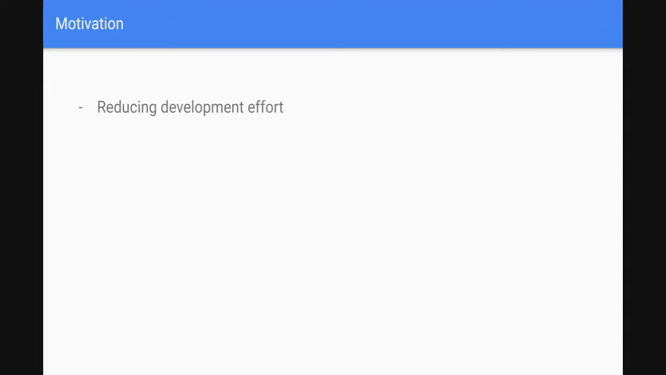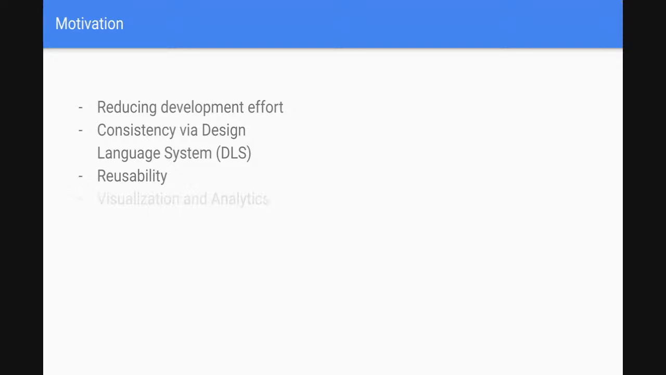We wanted to reduce the development effort of building widgets. We also wanted to ensure consistency via our design language system. So our design language system is our DLS, which enforces some standardized tokens, basically standardized fonts, spacing, colors, and so on. It also would ensure that we are able to reuse bits that we are developing, along with providing a platform for visualizing whatever you have created and giving you analytics of whatever you have built so that you can decide whether some layout is performing well or not.